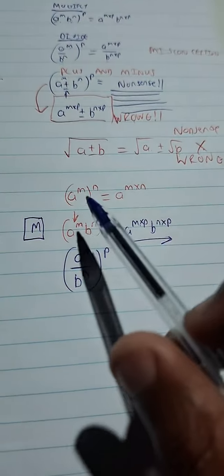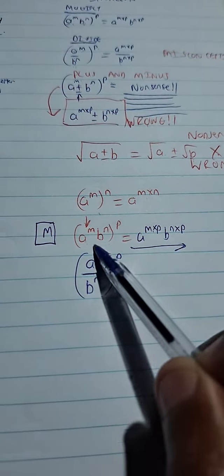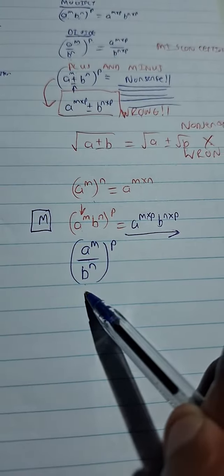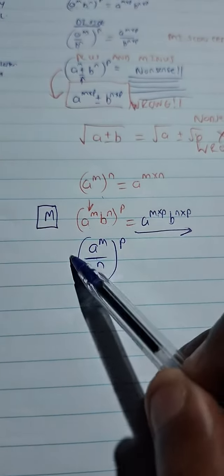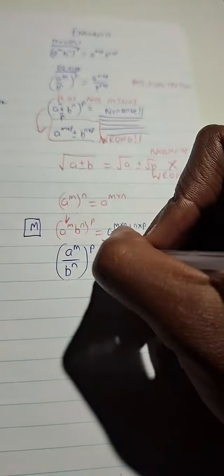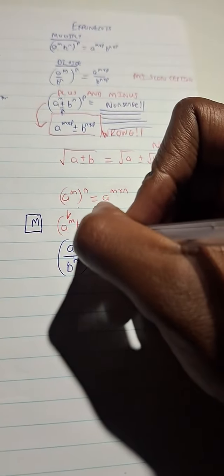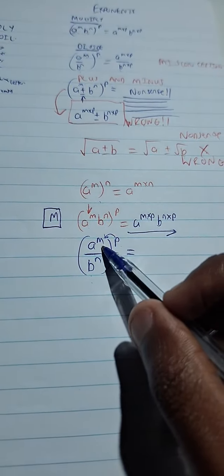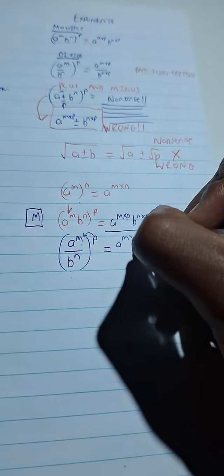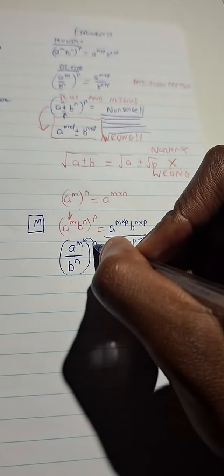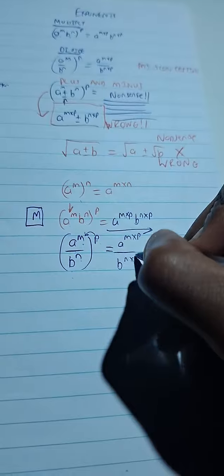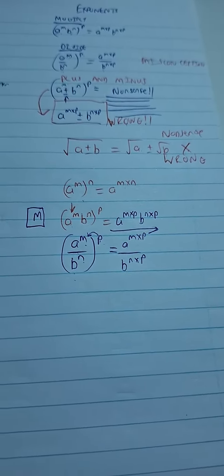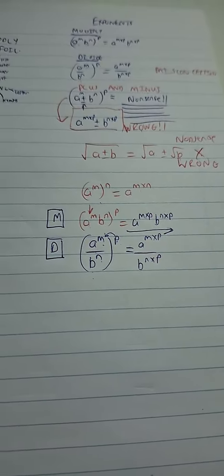Same thing. This law can be applied even for division of different bases. You have A to the power m over B to the power n, and they are both raised to the power P. So once again, we can distribute the exponent P to the m, A to the power m times P, and to the n, B to the power n times P. For division, we are okay with doing that.